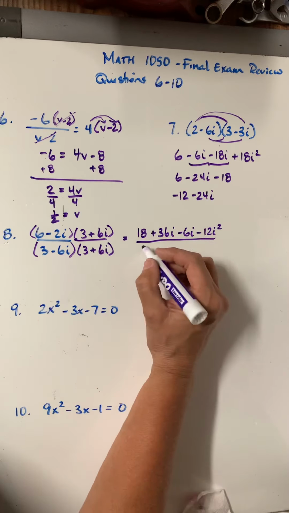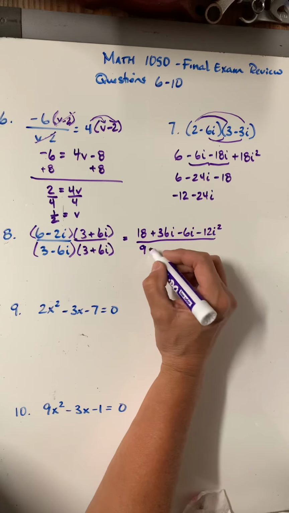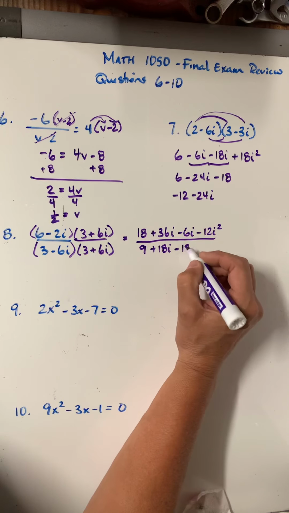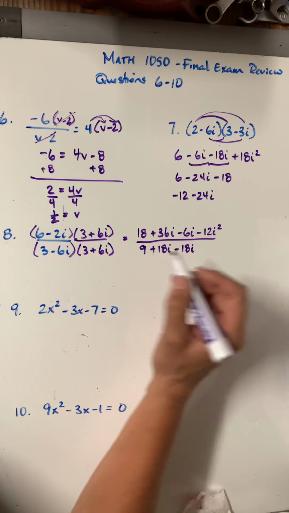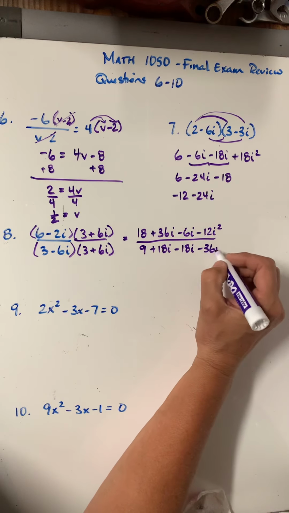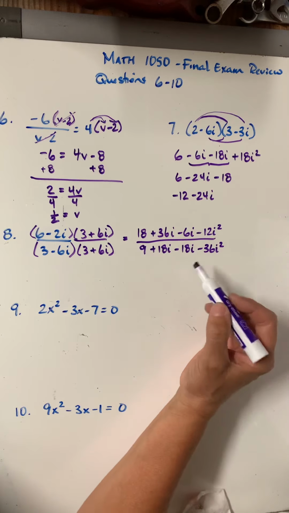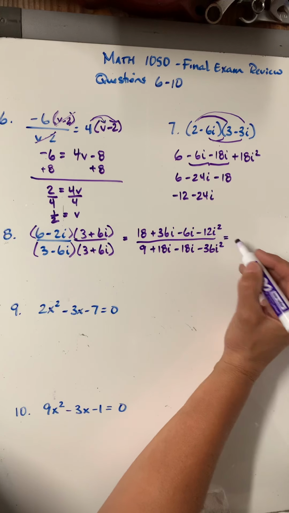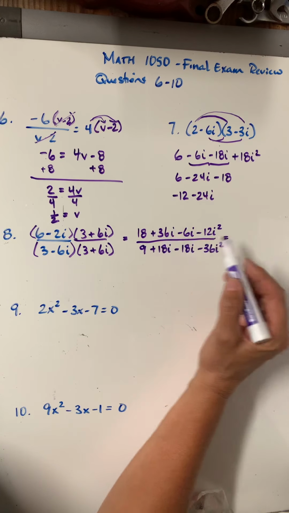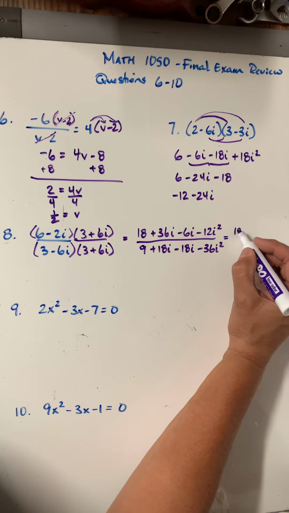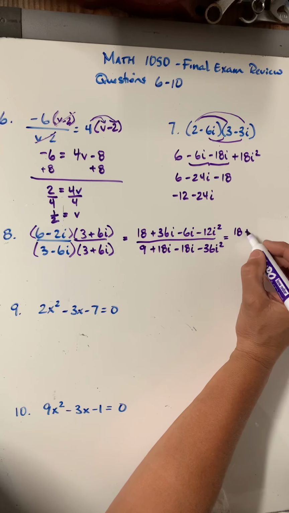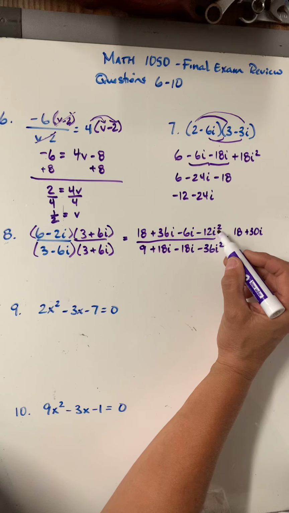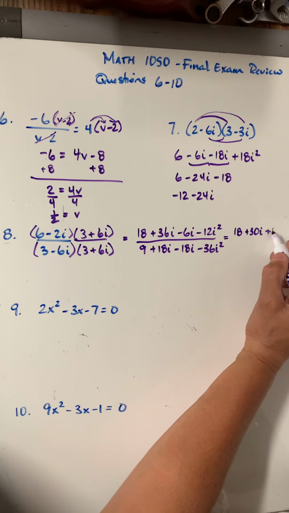3 times 3 is 9. 3 times 6i is 18i. -6i times 3 is -18i. And -6i times 6i is -36i squared. All right, so we can combine these two middle terms here. So I get 18 plus 30i, and then i squared is -1 times -12 would be plus 12.